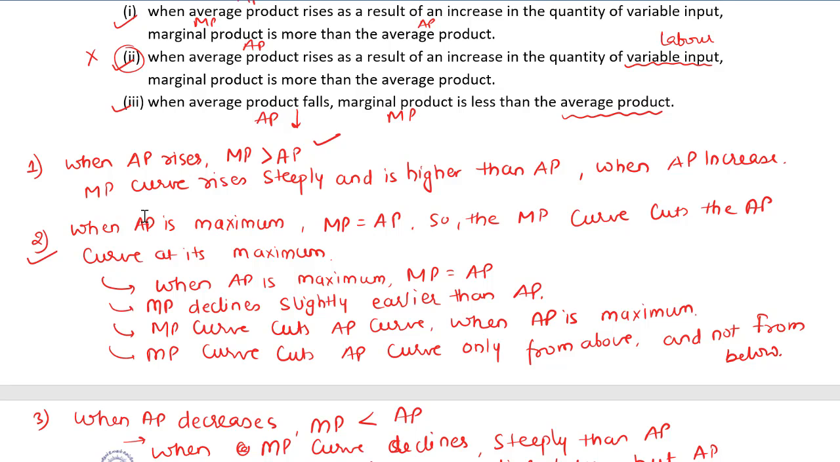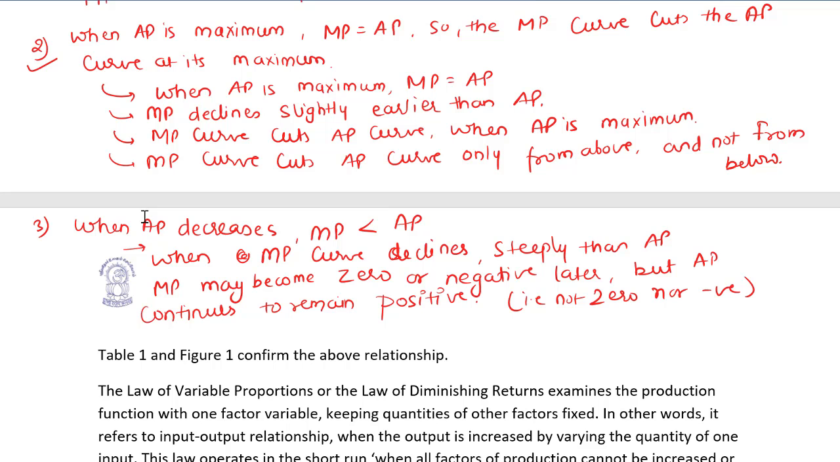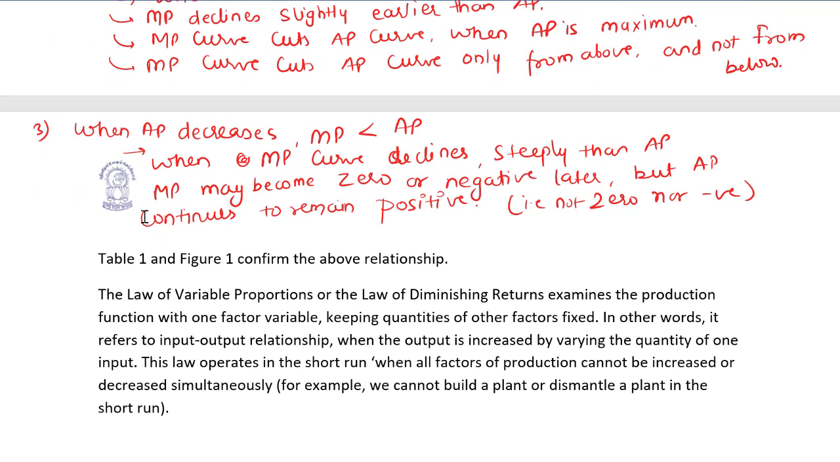Point number one, when average product rises, MP is greater than AP, and the MP curve rises steeply and is higher than AP when AP increases. Second, when AP is maximum, MP equals AP. And the third one, when AP decreases, MP is lower than AP, and when the MP curve declines more steeply than AP, MP may become 0 or negative, but the average product curve will not become 0 or negative.